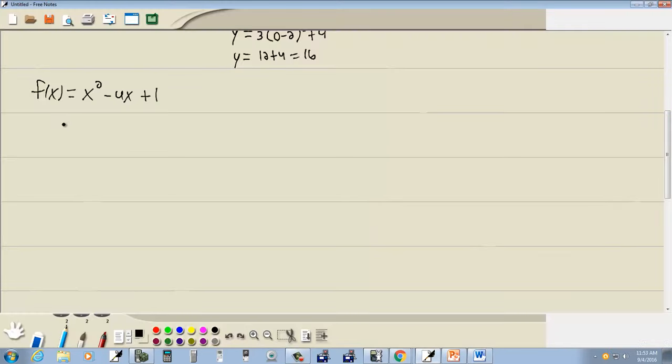Okay, so what that means is we're going to have x squared minus 4x plus 1. So we're grouping the x's together and grouping the number by itself. You might look at that and say, well, you haven't changed anything. Well, no, we haven't yet.